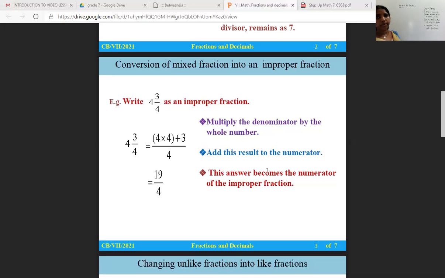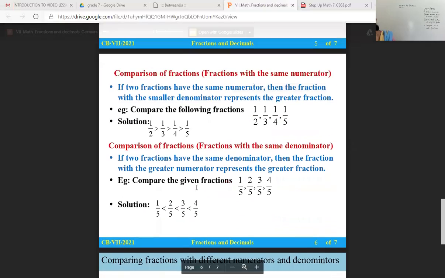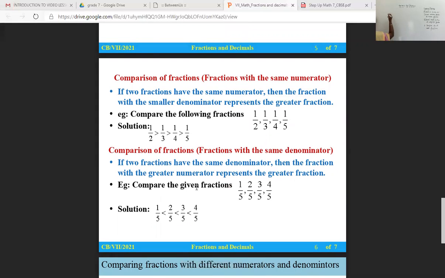Next concept is about comparing two fractions. How to compare two fractions? Two fractions are given to you. How will you compare those two fractions? So, comparison of fractions.